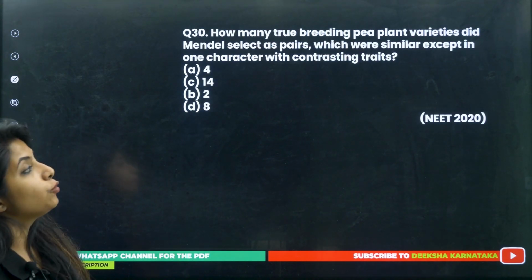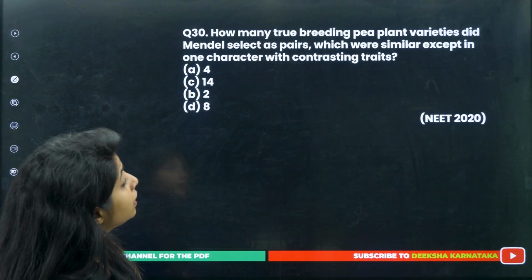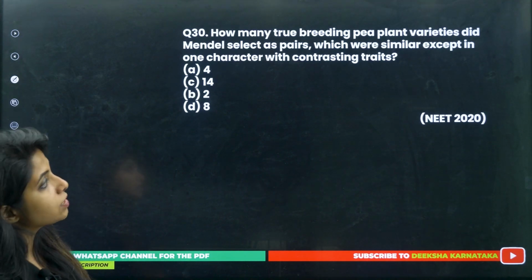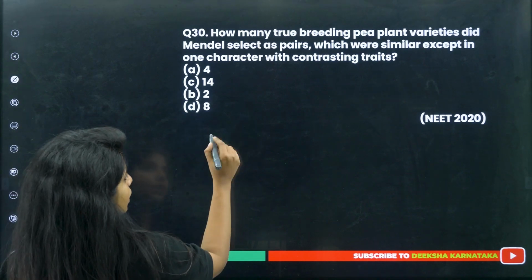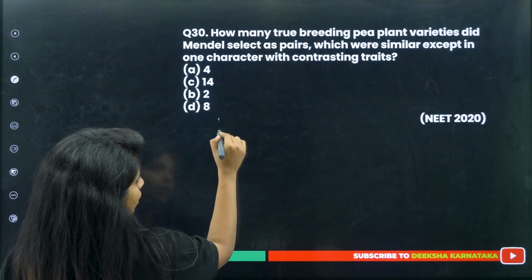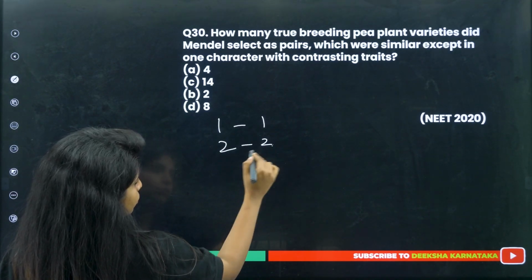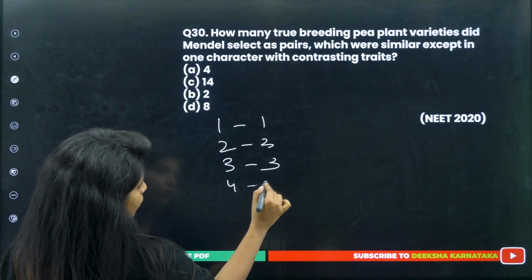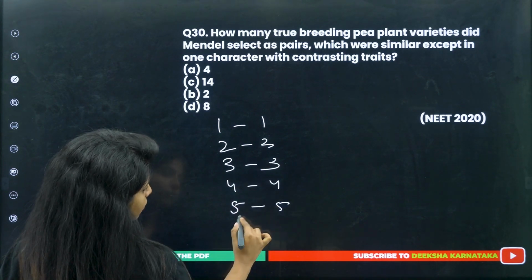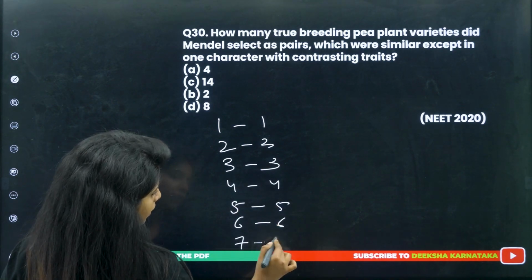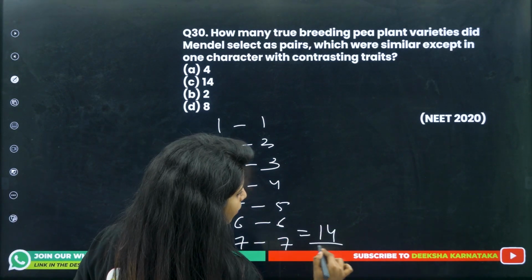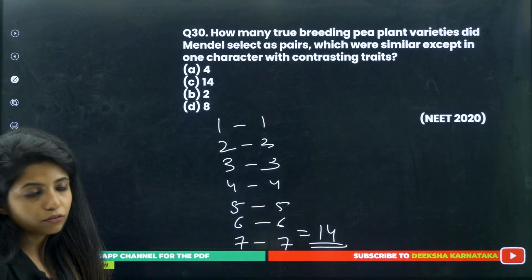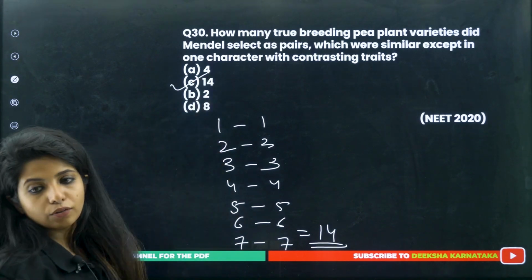Last question. How many true breeding pea plant varieties did Mendel select as pairs, which were similar except in one character with contrasting traits? So basically, as I said, there were 7 pairs. 1, 2, 3, 4, 5, 6, and 7. So in total, 7 plus 7, you have 14 contrasting characters that were there. So this is the answer. In that, you have all those things.